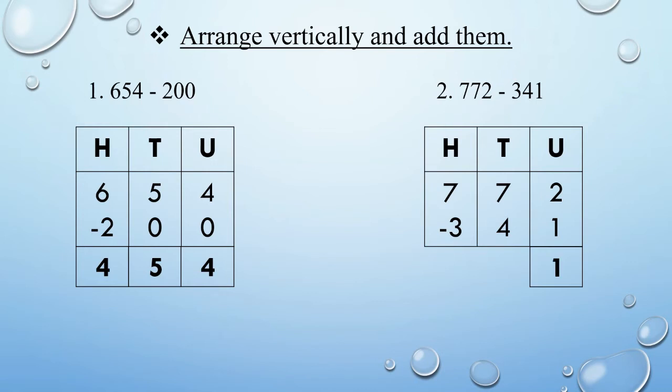Now let us move to the tens column. 7 tens minus 4 tens is, very good, 3 tens. Now let us move to the hundreds column, students. 7 hundreds minus 3 hundreds means 7 minus 3 is 4. Very good. So the answer is 4 hundreds, 3 tens and 1 unit, means 431.